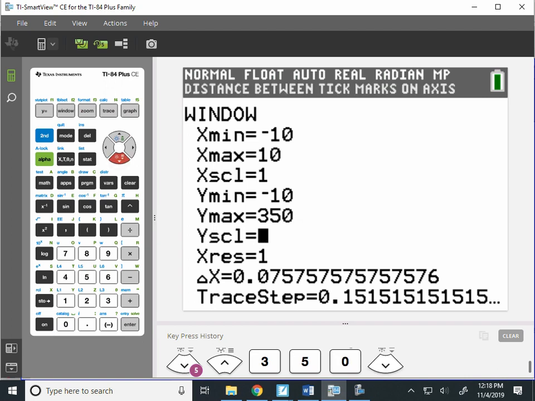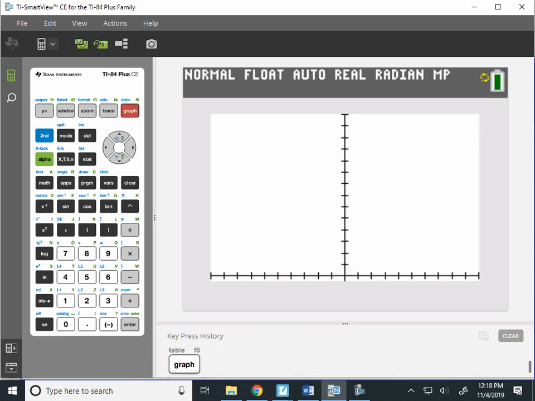And what do you want to make your scale? 25? 10s? It doesn't matter. Pick something here and hit graph. All right, can I see my picture better now? Okay. So, we graphed that function. Are we all okay with that? Like it told us to.